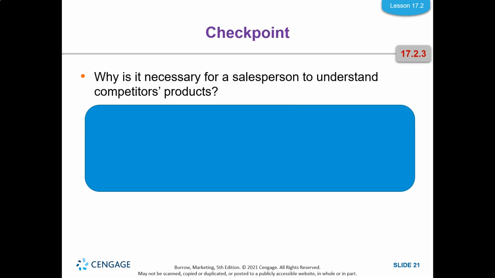Checkpoint question for 17.2.3. Why is it necessary for a salesperson to understand competitors' products? I will pause now so that you may get that answer.